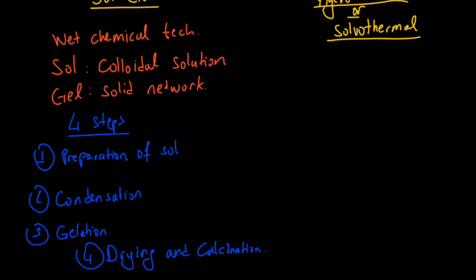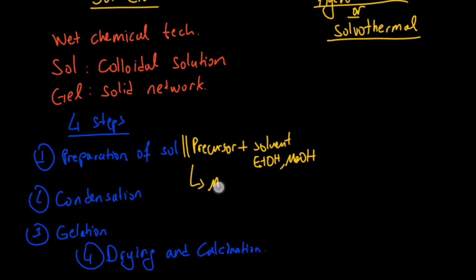So in the first step, a metal precursor is dissolved in solvents such as ethanol or methanol. So we need a precursor and a solvent, ethanol or methanol. And in this step, controlled hydrolysis breaks metal alkoxide bonds and forms metal-OH bonds. So we have metal-OH bond formation here.